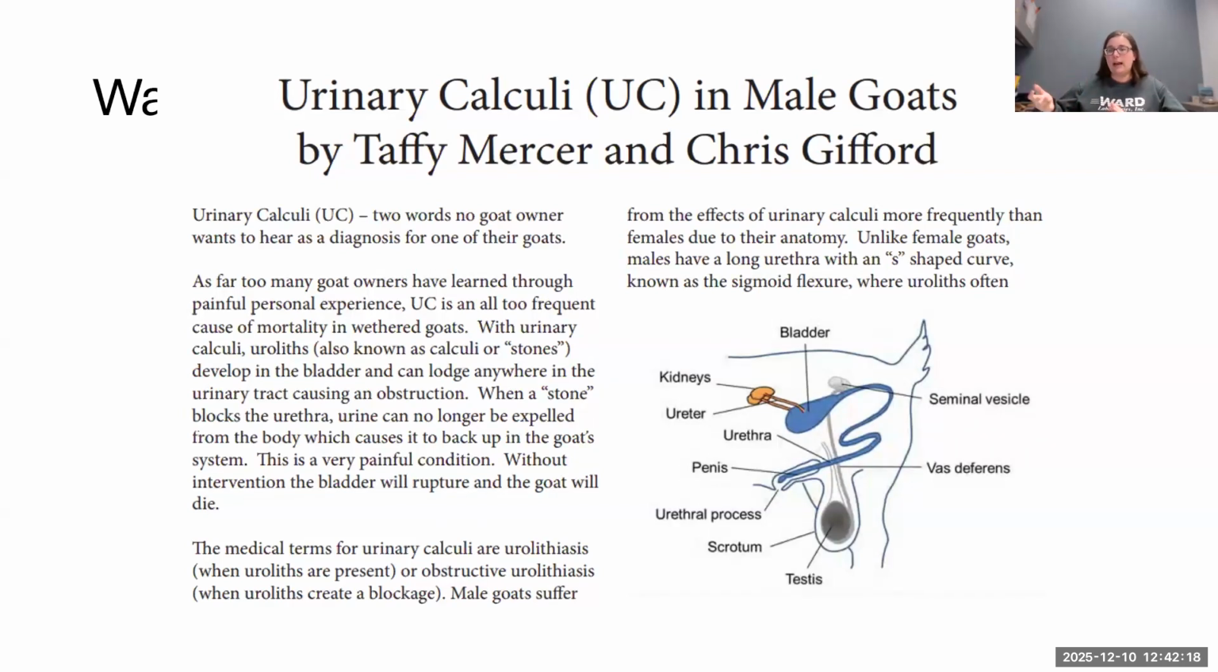And so this kind of goes back again to some more comparative anatomy and physiology. When we look at a goat or a sheep, they have this sigmoid structure. And so it's not that they're more prone to accumulating calcium stones in their bladder, it's that they're more likely to have them get stuck. And then they also have this urethral process, which is another place that they can get stuck. And the first producer I worked with on this, I mean, he lost goats because of this. And so that's kind of how we got involved with this project.